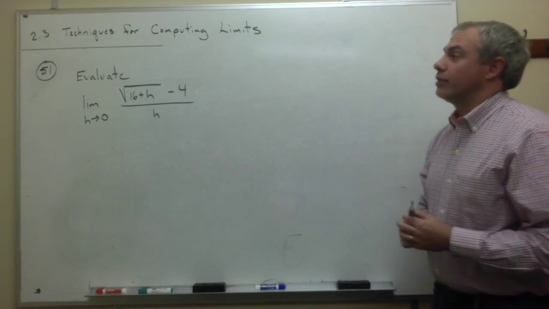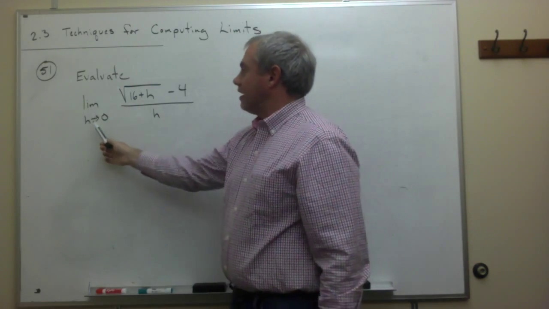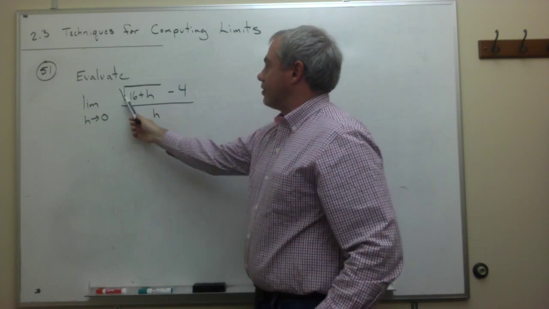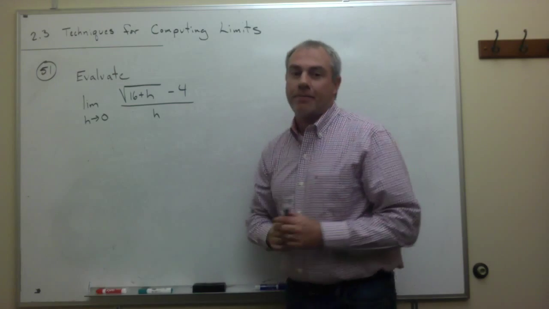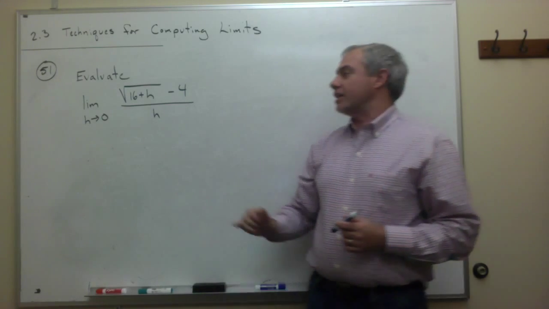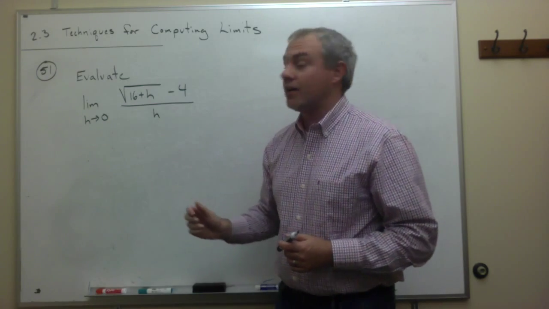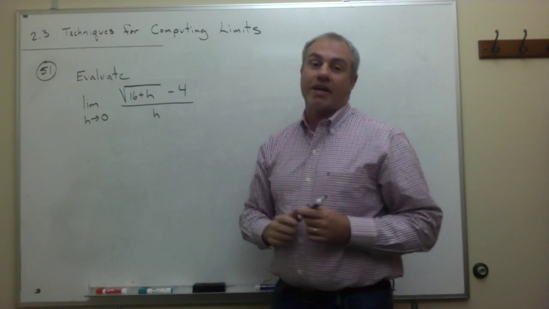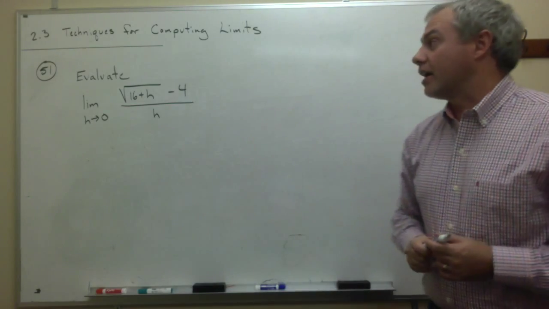In this video, we're going to look at the following problem. Evaluate the limit as h goes to 0 of the square root of 16 plus h minus 4, divided by h. And we can see really quickly that just plugging in the value 0 is not going to work here because we would right off the bat get division by 0, and that's no good. So we're going to have to do something else.